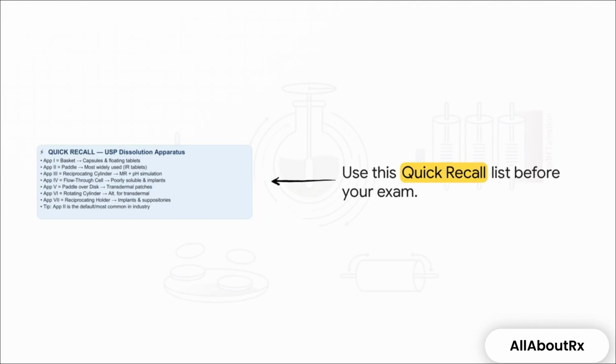To really lock this in, let's run through our quick recall checklist rapid-fire style. Ready? Type I is the basket for capsules. Type II is the paddle for immediate release tablets, and it's your industry default. Type III is the reciprocating cylinder for modified release and pH simulation. Type IV is the flow-through cell for those poorly soluble drugs. Type V is the paddle over disc for transdermal patches, and Type VI is your rotating cylinder alternative for patches. Finally, Type VII is the reciprocating holder for complex implants and suppositories.